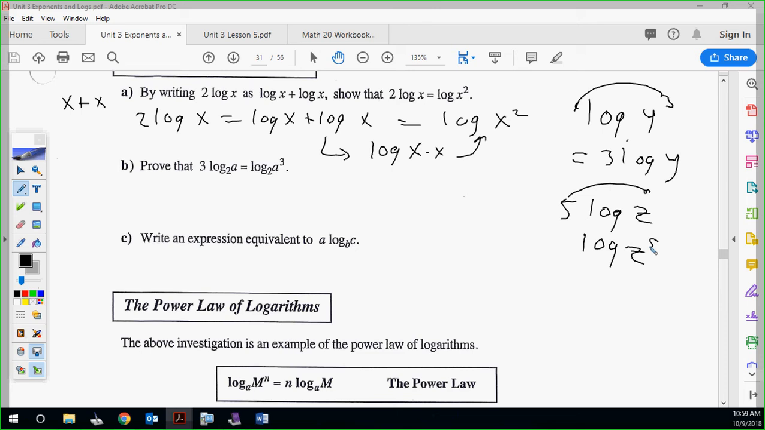Okay, to prove that 3 log 2a equals log 2a cubed. Okay, so we know that 3 log 2a is 3 of them. And if it's 3 of them, then we know that it can also be written as 2a times 2a times 2a, which is log 2a cubed. So we're just proving that Cliff Notes that I was just telling you.